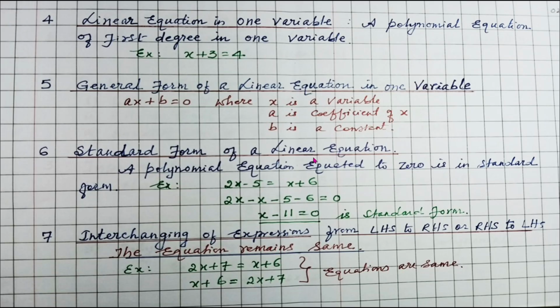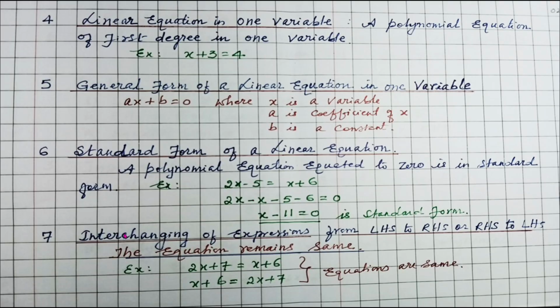Now the standard form of linear equation: a polynomial equation equated to 0 is in standard form. Let us take an example here. We have a polynomial equation here, 2x minus 5 is equal to x plus 6. Now it is not in standard form because the RHS is not equated to 0. So what we can do is move this x to the left and 6 to the left. When we move from RHS to LHS, the sign changes, so it becomes minus x. 6, the sign changes, it becomes minus 6. And when we simplify, we get x minus 11 equal to 0, which is a linear equation in standard form.